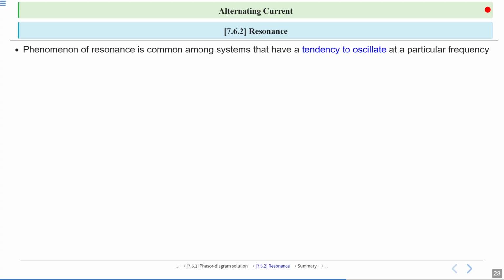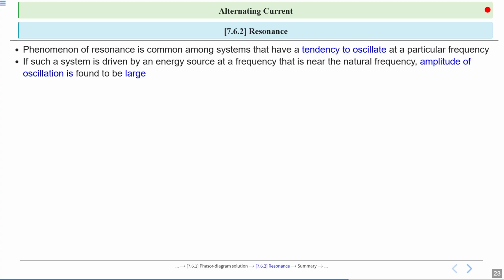So AC current is alternating current. It alternates after a certain interval of time, after a certain period of time, so it has some frequency. If we give an external frequency matching its frequency, due to which it starts oscillating with high amplitude, then we can say resonance is reached.